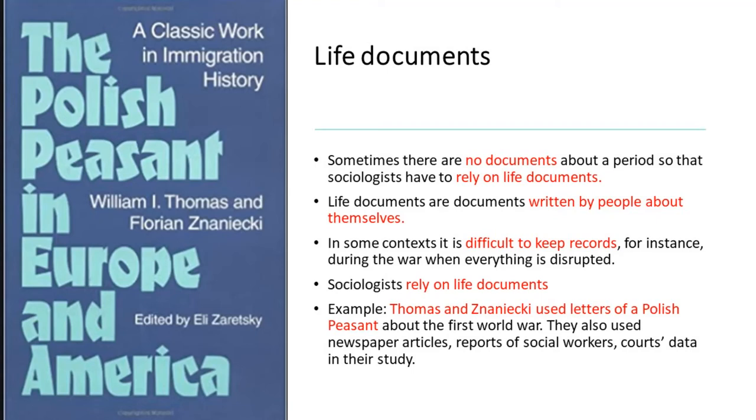One of the famous life documents used to write about the war was that of Thomas and Znaniecki, who used letters of a Polish peasant about the First World War. The research was published as The Polish Peasant in Europe and America. It is considered a classic work in immigration history. They also used newspaper articles, reports of social workers, and court data in their study.